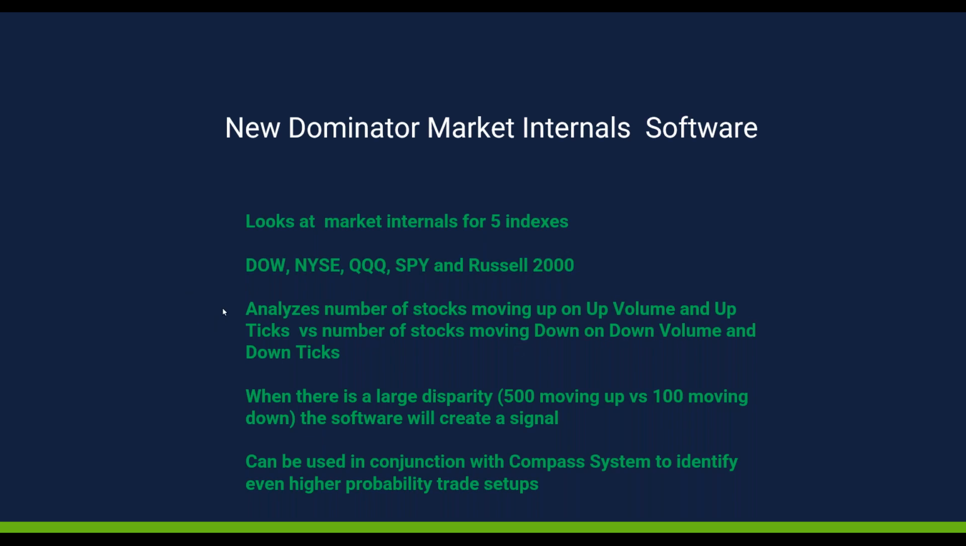Now, this doesn't say how fast they're moving. This just tells you that there are more stocks moving up than moving down on volume and ticks. When there's a large disparity, as I just said, when there's 500 moving up and 100 moving down, the software is going to create a buy signal if it's long and a sell signal if it's short. And you can use this in conjunction with the Compass system to define even higher probability trade setups. So that's what I'm looking for when I'm looking for these trades. Those 2 things, Compass system, Dominator system.